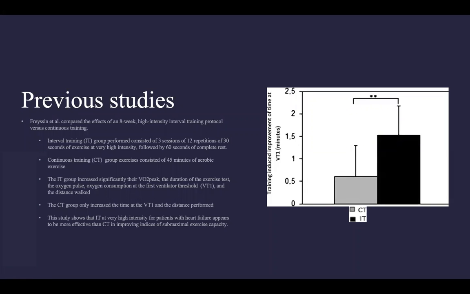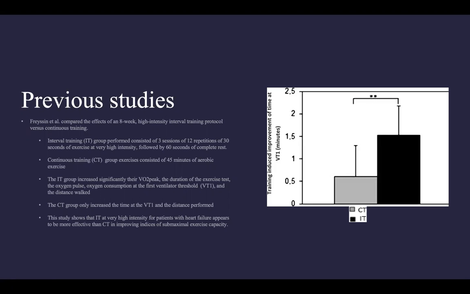So a couple of studies. In this first study, they compared high intensity HIIT workouts versus continuous training for 8 weeks. The interval training group performed 3 sessions of 12 repetitions of 30 seconds of exercise, followed by 60 seconds of complete rest. The continuous exercise group did 45 minutes of aerobic exercise.